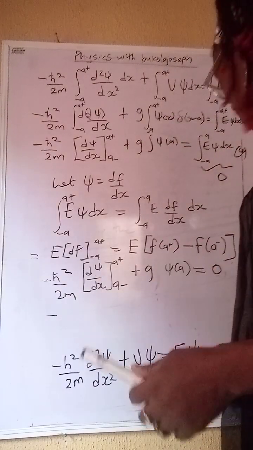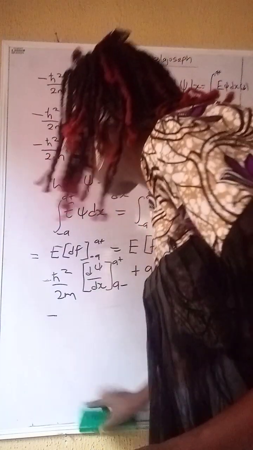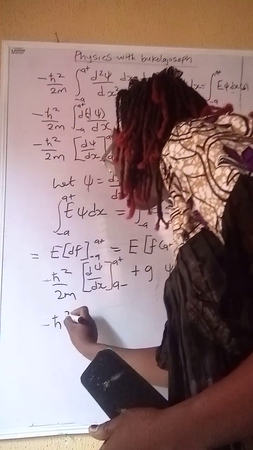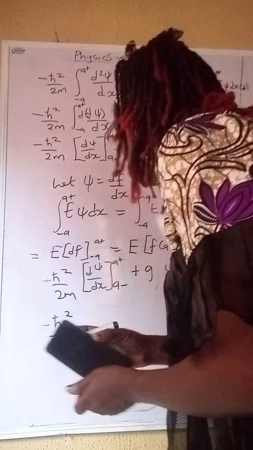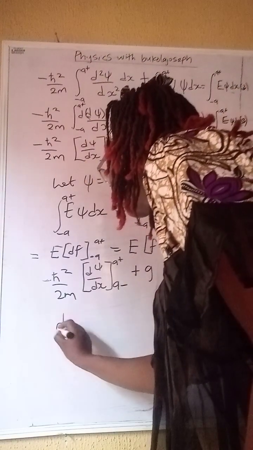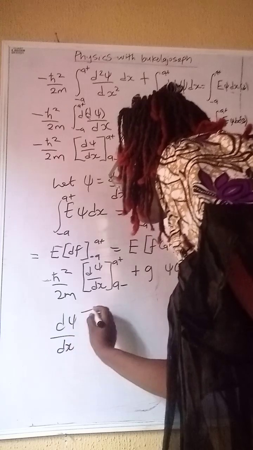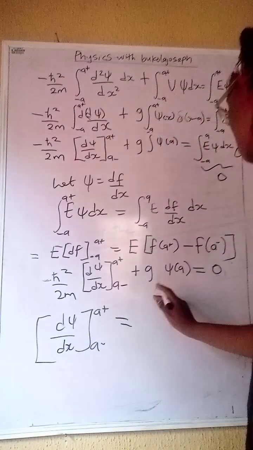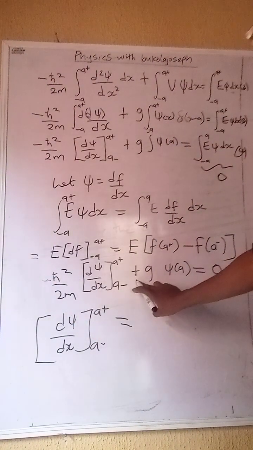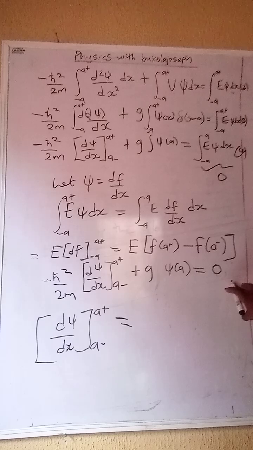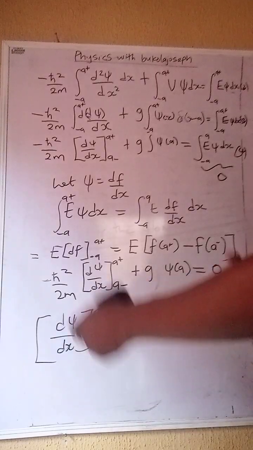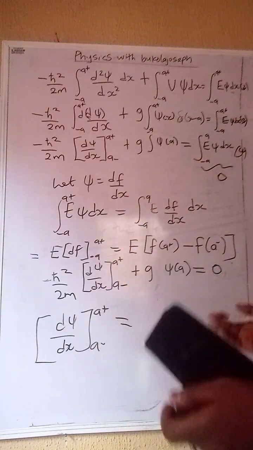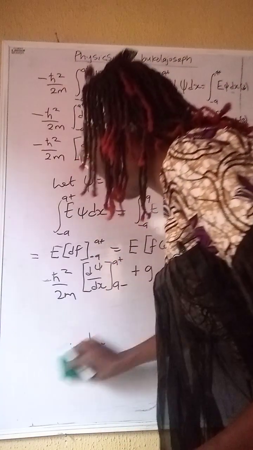When I need to refer to this, I will take it from my notes. So this equation becomes what? It becomes d psi dx is equal to, this minus will go, because if you take this one to the other side, it becomes minus g psi of a. Okay, so the minus will cancel each other. Let me break it down step by step.